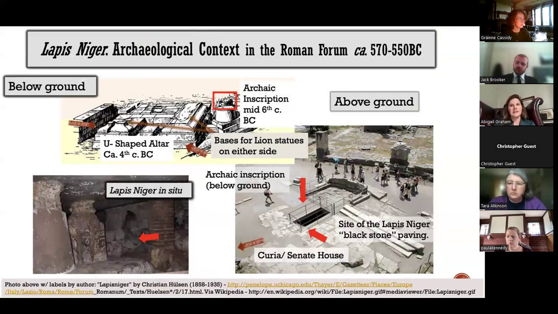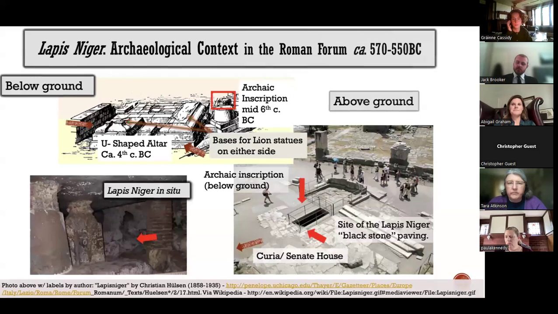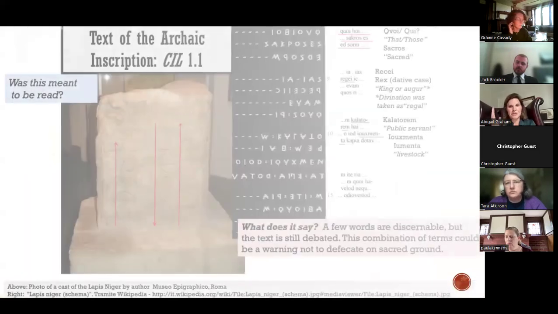This is consistently marked off, but it also gives you a sense of the stratigraphy of the archaeology. So this inscription is still there, it's in situ, and it's below the ground there. So it also gives people a sense that, as we go through history, there are layers upon layers. And then finally, the inscription itself.